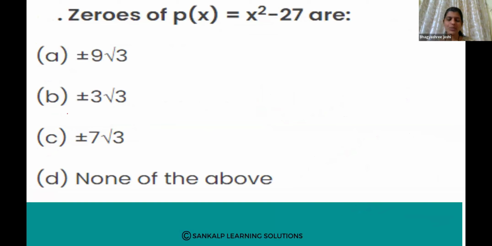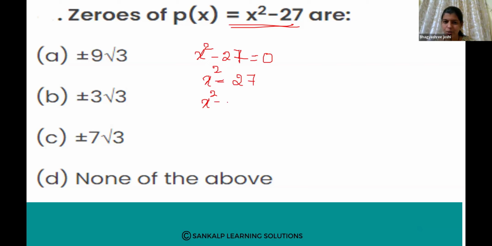Remember. Next one. Zeros of p of x equal to x square minus 27. So here also we can find the zeros of this polynomial. How? Again by using the factorization method. How do we use the factorization method? x square minus 27 is there. Here we don't have x to take common. So what shall we do? I will equate this polynomial to 0. So x square equal to, transfer this 27 to this side, equal to 27.